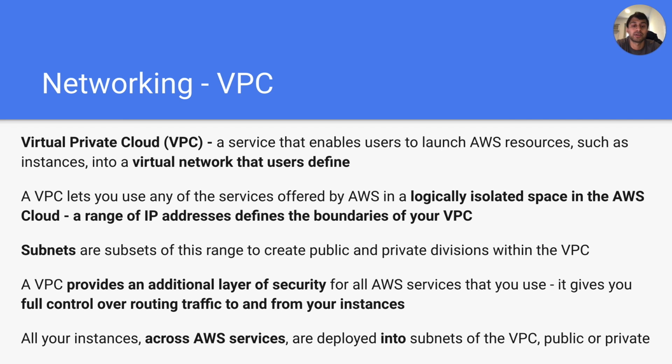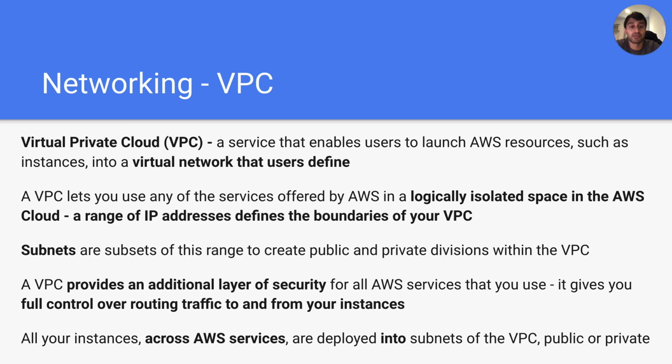Subnets are subsets of this IP address range, allowing the user to create public and private divisions within the VPC. IP addresses in the public subnet can be accessed by anyone through the internet, whereas IP addresses in the private ones need to pass additional security thresholds in order to get in.